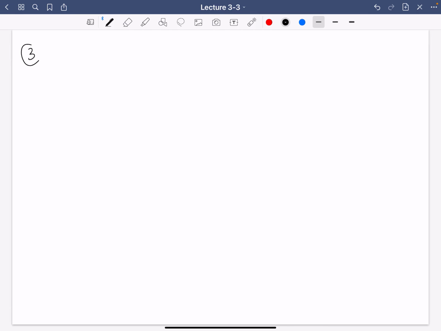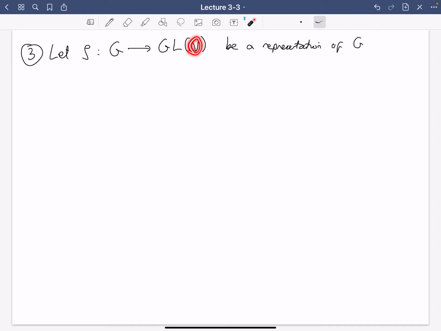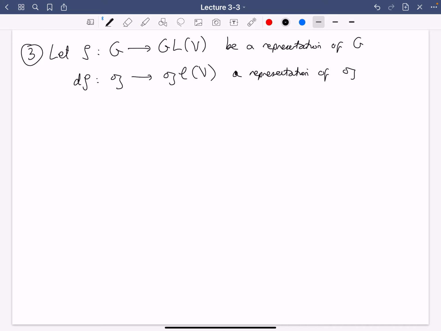Let's maybe just do one more consequence today. So here I want to talk about representations. So let this be a representation of our algebraic group G. So V here is a finite dimensional vector space, and this is a morphism of algebraic groups. Then you can take its differential, which goes from the Lie algebra of G to the Lie algebra of big GLV, which is little GLV. And this is then a Lie algebra homomorphism, so that's what's known as a representation of that Lie algebra.